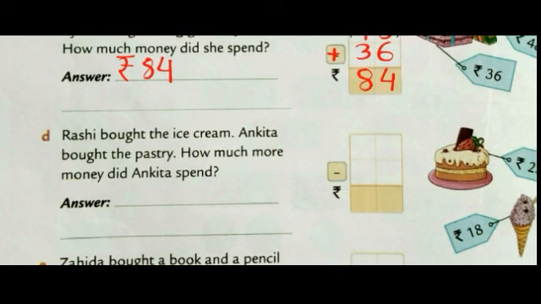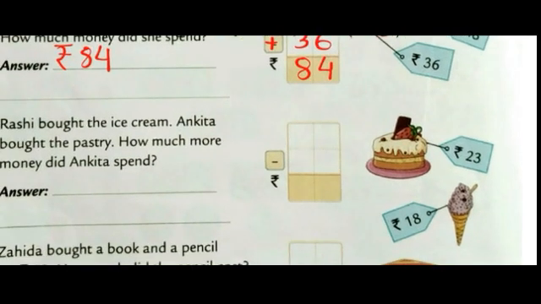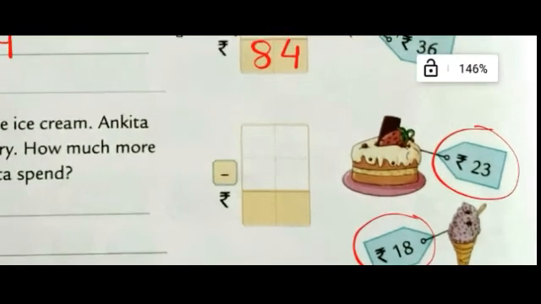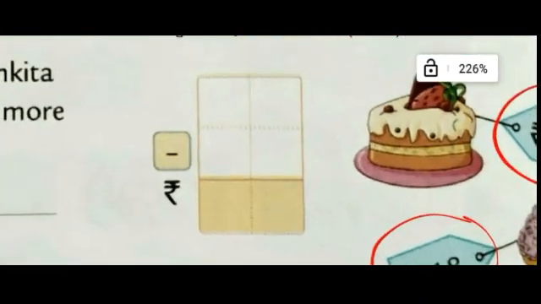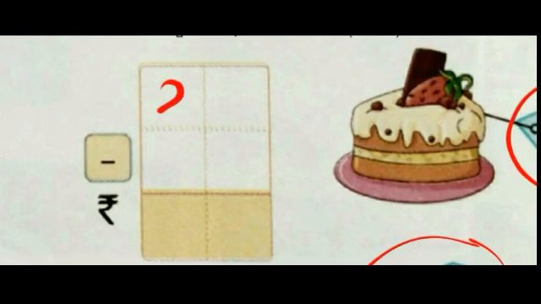Rashi bought the ice cream and Ankita bought the pastry. How much more money did Ankita spend? Okay. So, let's hear. Rashi bought ice cream and it is for 18 rupees. And Ankita bought the pastry. It is 20 rupees. Okay. Let's see how much more Ankita spent. For that, we have to subtract and find out. So, we have to subtract the bigger number. We will write the bigger number on the top and smaller number below.